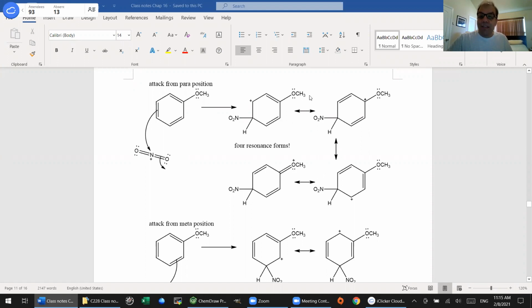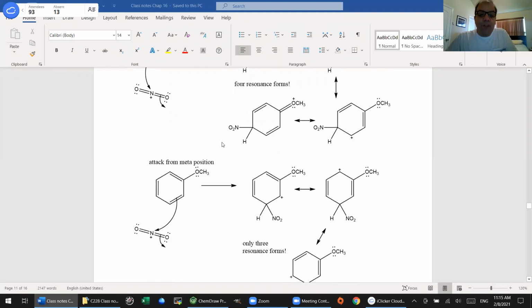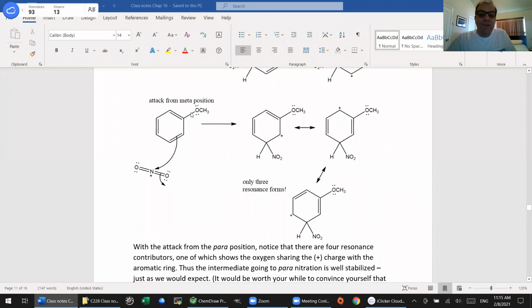Something that would be worth your time, that would not be a waste of your time, would be considering what would happen if we get attacked from the ortho position. I think you'll find the exact same thing, that you get an especially well stabilized intermediate. In the case of this one, you've got four resonance contributors. Of course, I think you would get less attack from the ortho position simply because the methoxy group's in the way. Might as well put it out where the group has more room. What though if we did get attack from the meta position?